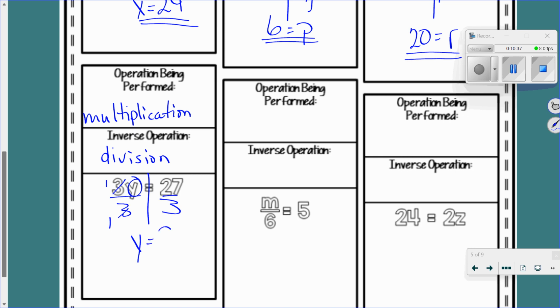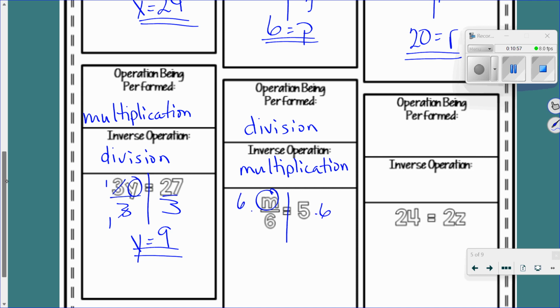Here's my variable. What's the operation being performed? Division. So the inverse is going to be multiplication, by multiplying both sides by 6. That one goes over 1, so those can go away. M equals 30.